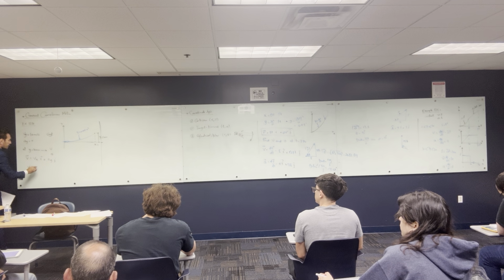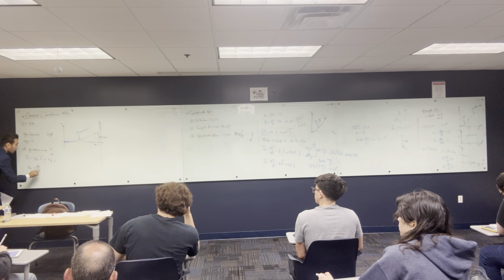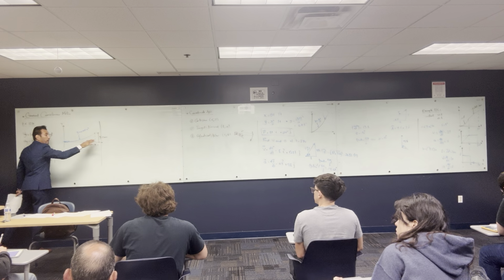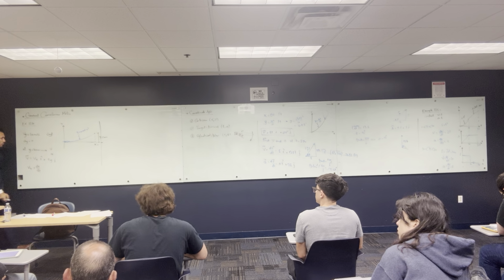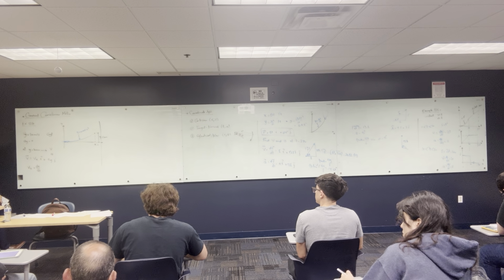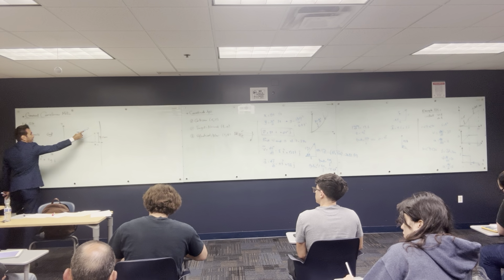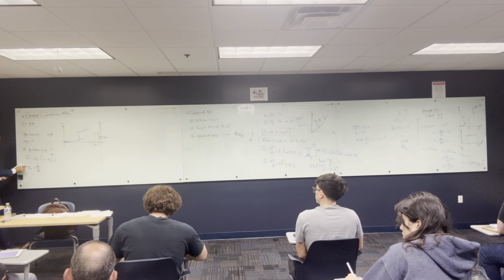Vx, we know it is dx/dt. You need to find what is the position in the x direction, is it changing over time? And to find that, you have to do something here.